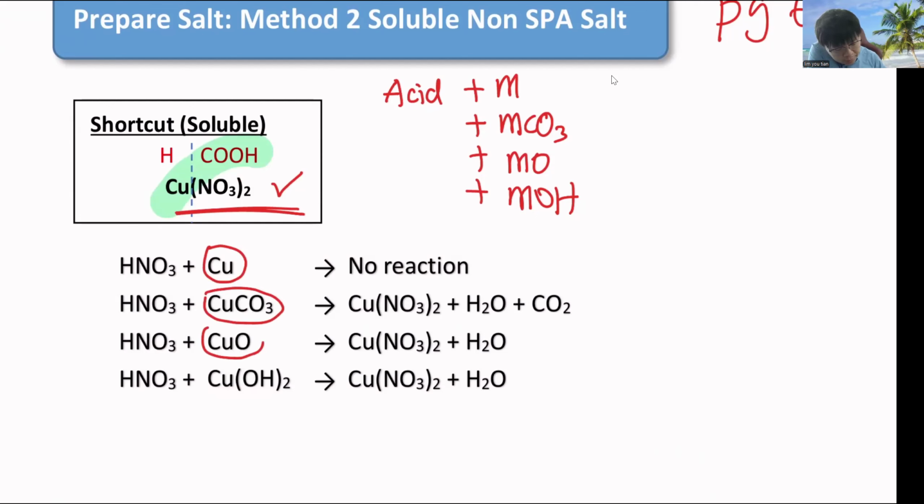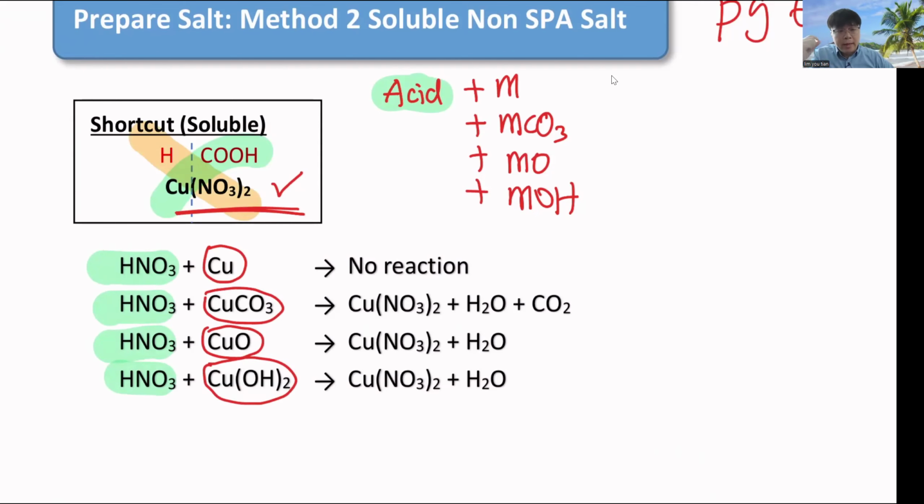How do you make something insoluble dissolve to form solution? You need acid to dissolve it. So who is the acid? HNO3. Why HNO3? Because I want to prepare copper 2 nitrate. Of course, my acid needs to have NO3. Yeah, so this is the concept.